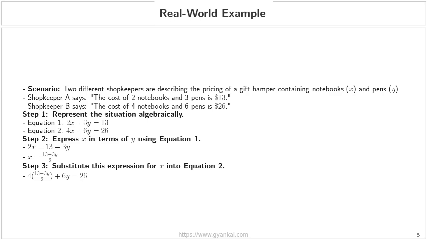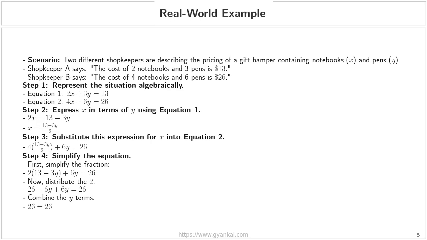In step 3, we perform the substitution. We take this new expression for x and plug it into our second equation. So, we replace the x in 4x plus 6y equals 26 with our fraction. This gives us 4 multiplied by the quantity 13 minus 3y, all over 2, plus 6y equals 26. Now, let's move to step 4 and simplify this expression to see what the algebra reveals.